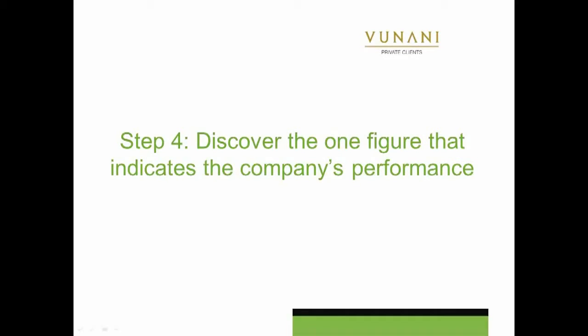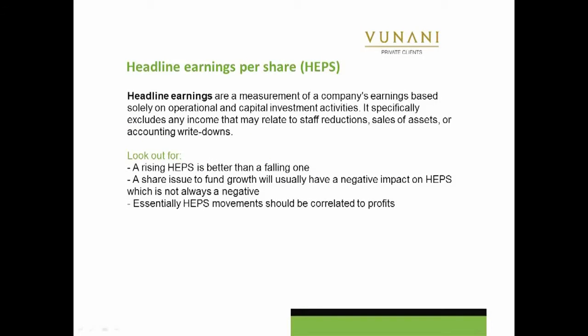Again, according to the reporting standards of South Africa, this is the one figure that each and every company must report in their top line. It must come out at the top of their results. Headline earnings. What is headline earnings? It's a measurement of a company's earnings based solely on operational capital and investments. So what the headline earnings number does is take out all the non-operational profits and losses.